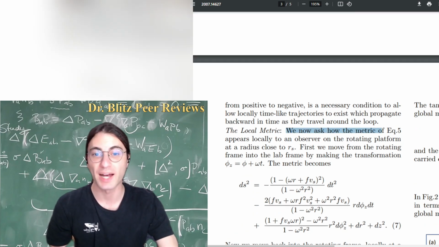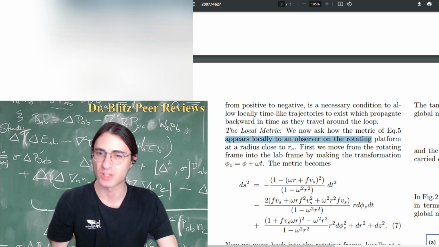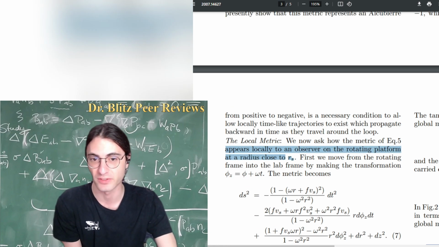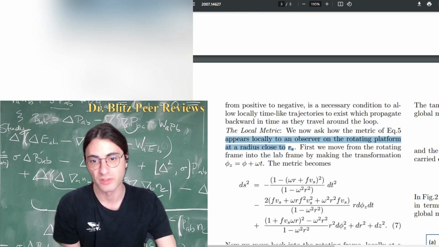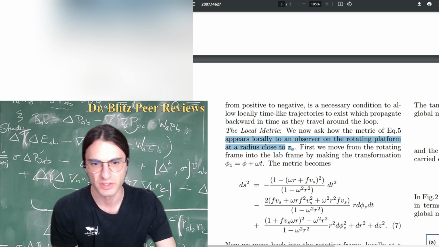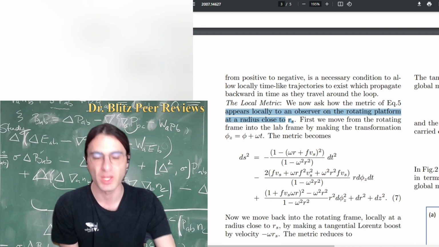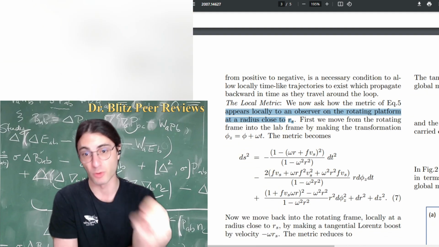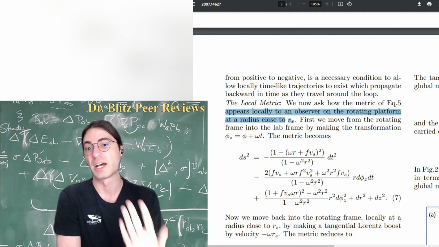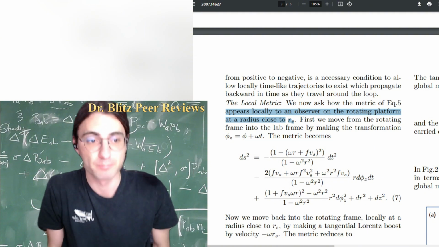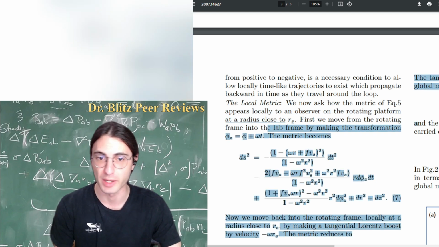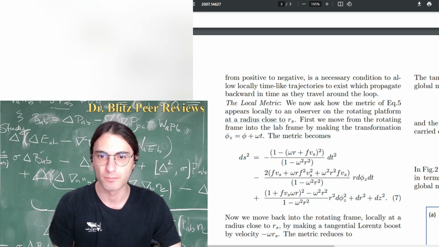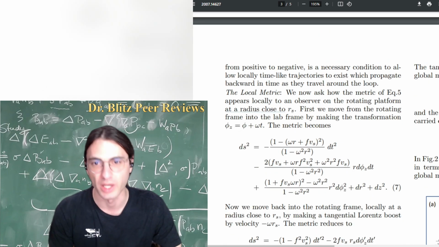So, we now ask how the metric of equation 5 appears locally to an observer on the rotating platform at a radius close to r sub s. Imagine that you put somebody on the platform that's moving around. We want to ask, what does the space-time look like to them? Well, first, we move from the rotating frame into the lab frame.